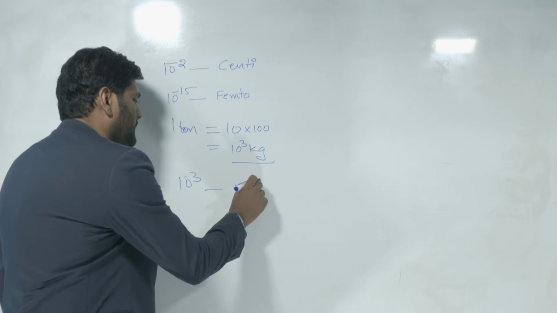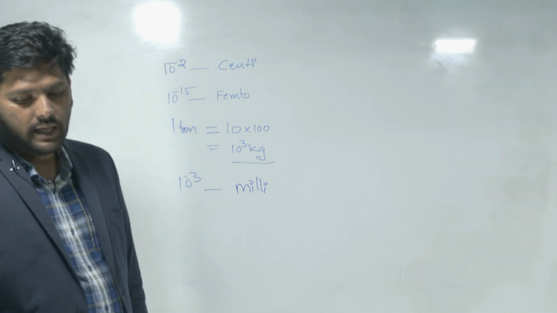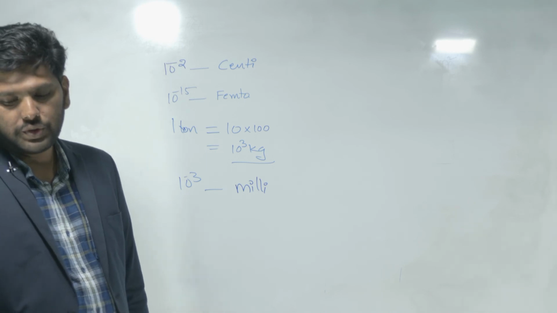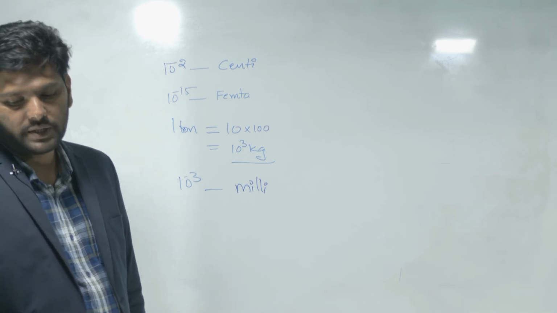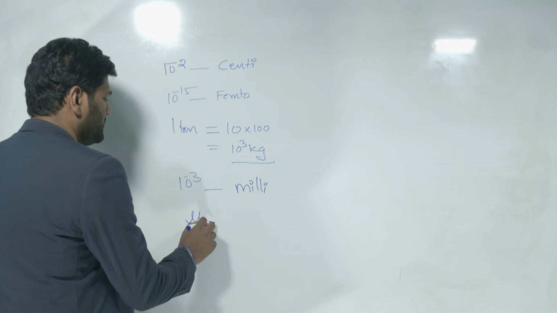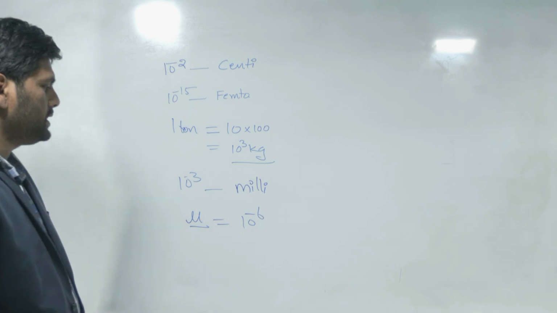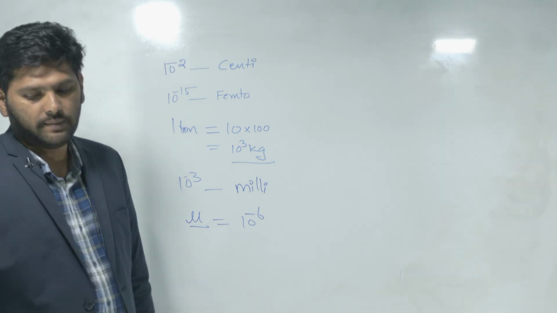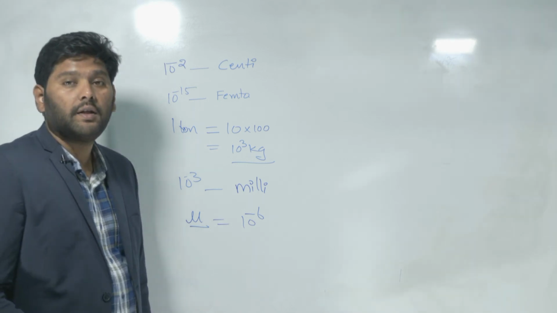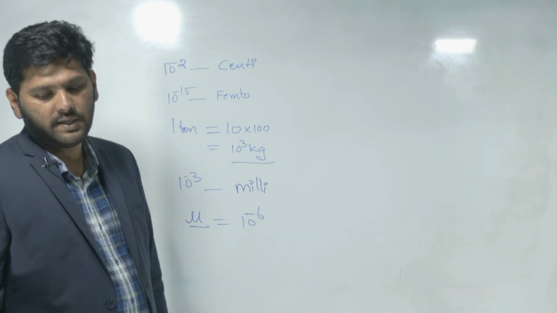Next, the multiplication factor used to represent micro. Actually, micro is represented with this symbol, and the submultiple is 10 power minus 6. So the answer is 3. Light year is a unit for what? It is a practical unit of distance. So the answer is distance.